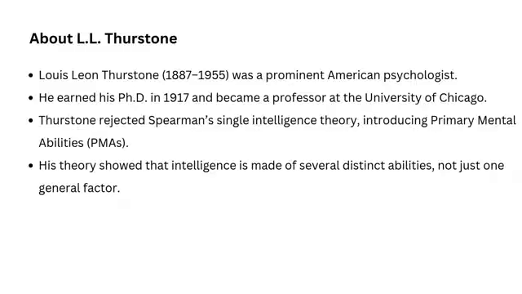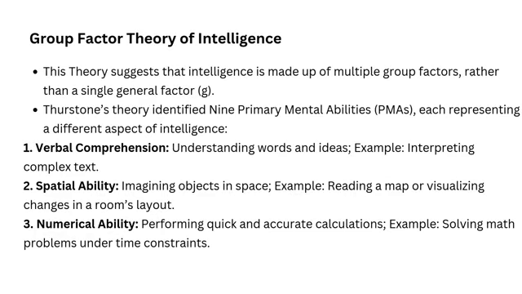Thurstone is most famous for challenging Spearman's concept of single general intelligence, proposing instead that intelligence consists of multiple distinct abilities, which he called primary mental abilities, the PMAs. His groundbreaking work led to the development of new methods for measuring intelligence, emphasizing the diverse nature of cognitive abilities. Now, let us understand his group factor theory of intelligence in more simple words.